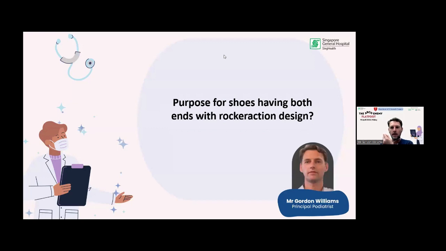Just in some elderly patients, you've got to be a little bit careful because it takes a bit of getting used to. You've got to make sure that your balance is good before you use it in elderly patients.